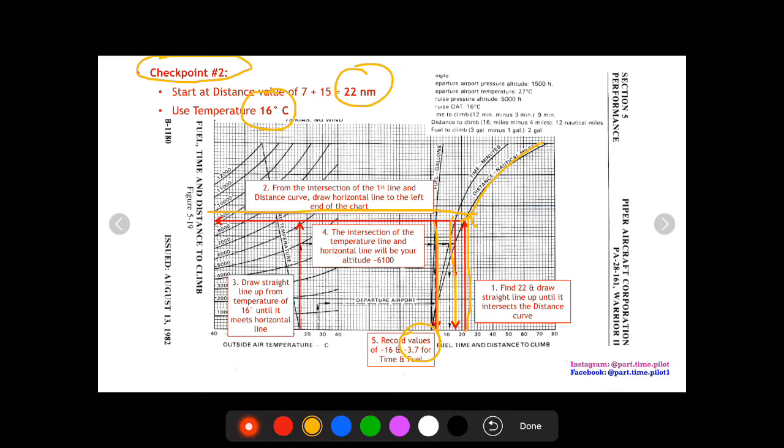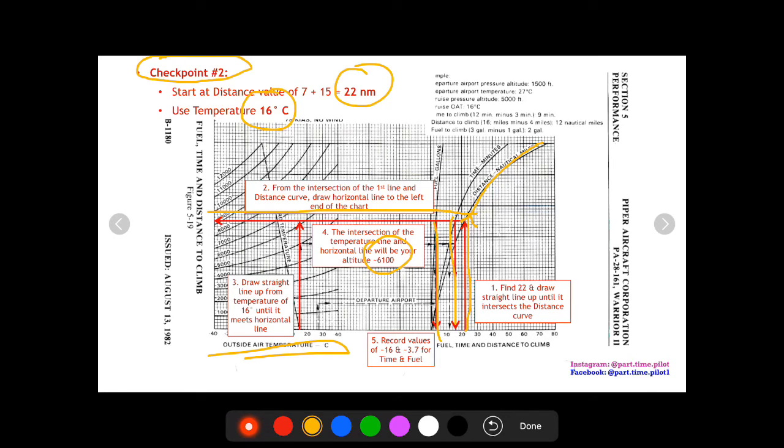Okay? Now we go over here on our temperature, we find 16, draw a straight line up. Where it intersects that horizontal line, this is our altitude. So we're just above the 6,000 feet line. I guesstimate about 6,100 feet as the expected altitude at checkpoint 2. Now that is how you back out your altitudes from using a known distance value on your fuel time distance to climb chart.